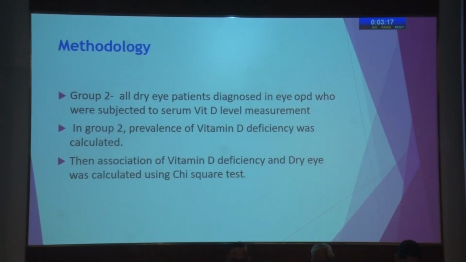Group 2 were all the dry eye patients diagnosed in the IOPD, who were subjected to serum vitamin D level measurement. And in this group, prevalence of vitamin D deficiency was calculated. Then the association between the two was calculated using the chi-square test.